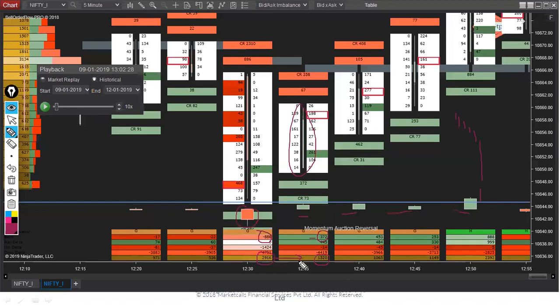So these are the signs that it's a momentum auction reversal. This strategy is built on top of volatility. Volatility and delta are the two key elements we have to watch out for here.